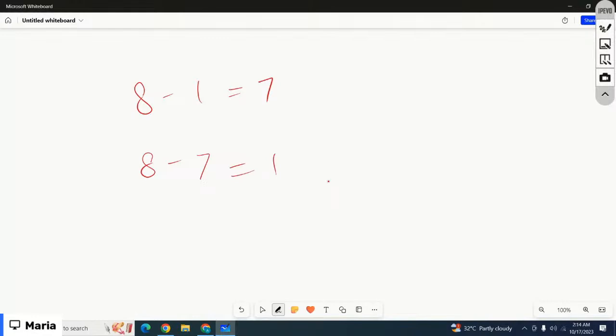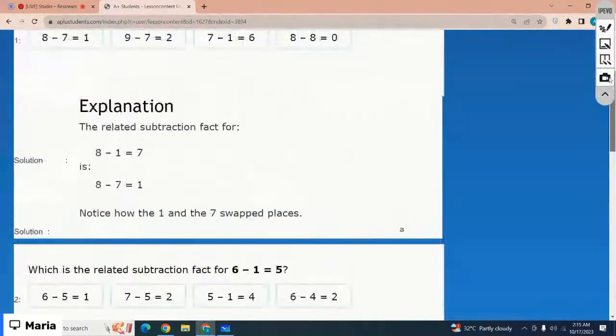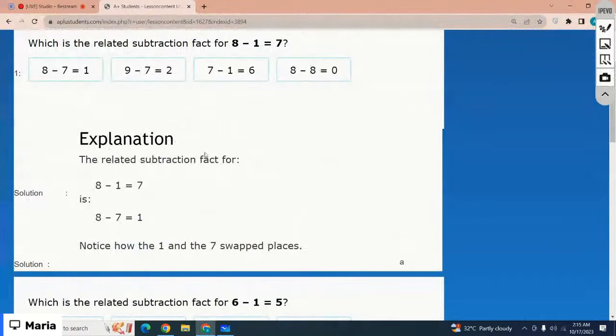You just change this 7 from here to here, but when you subtract 8 take away 7, the answer is 1. In related subtraction facts, the numbers are the same in both questions, just their positions are different. Earlier you were subtracting 1 from 8 and your answer was 7. Now you are subtracting 7 from 8 and your answer is 1. You swap their places, right? The related subtraction fact for 8 take away 1 is 7 is 8 take away 7 is 1.